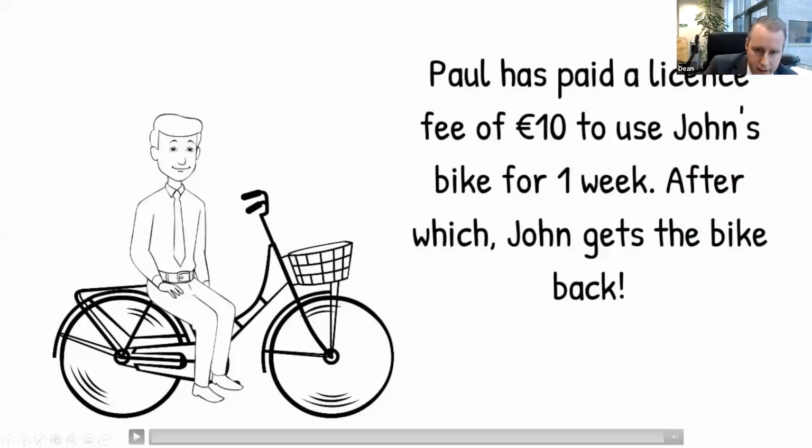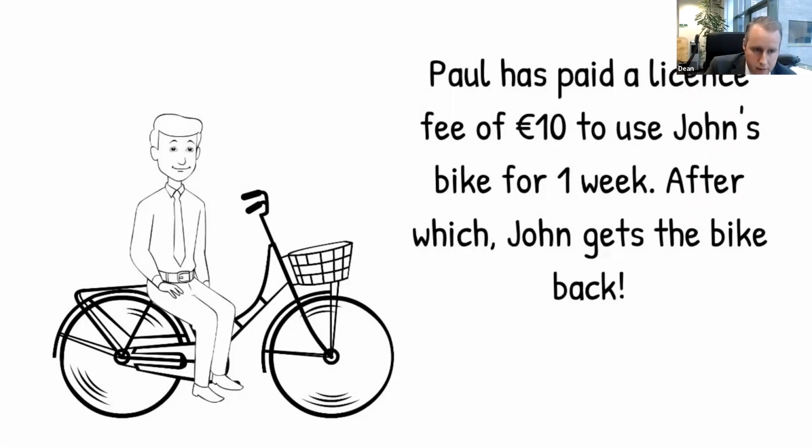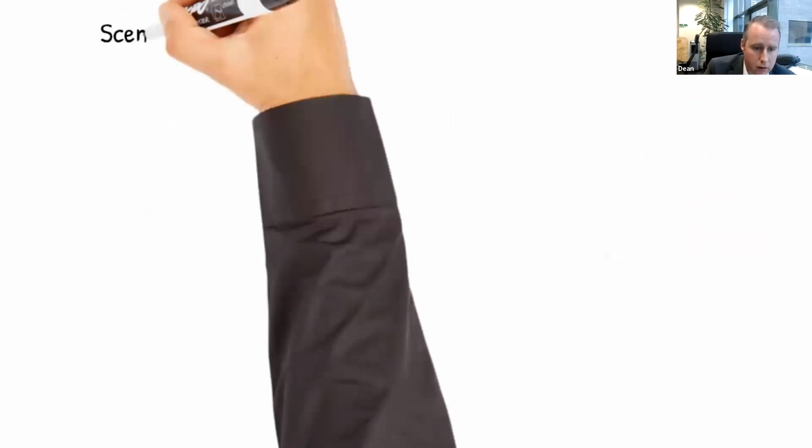Okay, that was obviously an example of a license, and the distinction there to grasp, I'm sure you all have at this point, is that John got the bike back in the license arrangement, whereas in the assignment arrangement, he did not. Okay, the next example is an example of a term license.